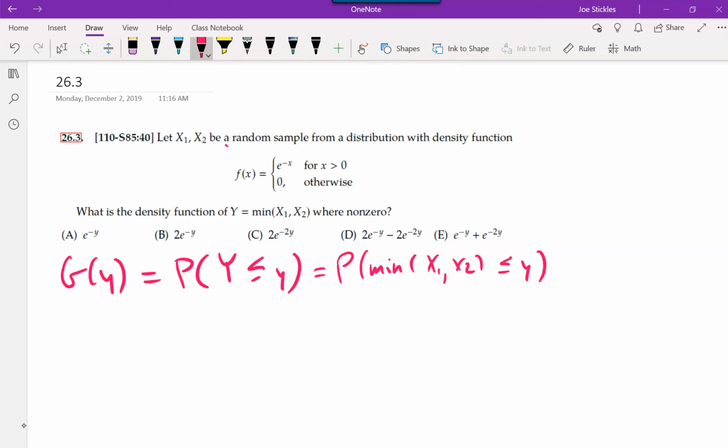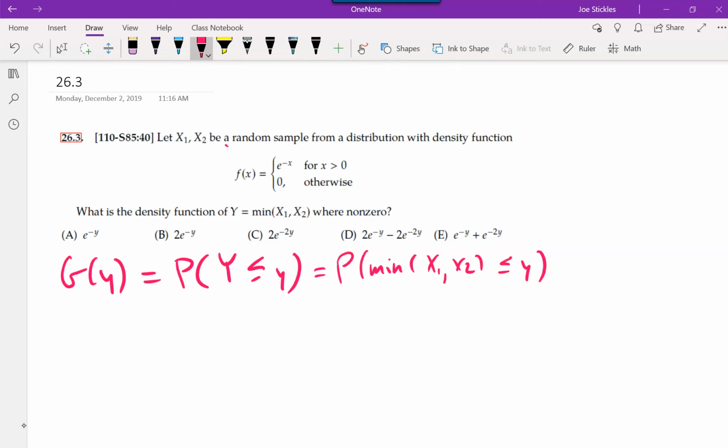All right, so for the minimum, we have to think about this a little bit and use some of our properties of probability to help us figure out what the answer has to be. For the minimum to be less than or equal to a number, all we need is one of them to be less than or equal to the number, right? There could be more of them, but we need at least one of them to be less than or equal to y, right? So either X1 is less than or equal to y, or X2 is less than or equal to y, or both of them are less than or equal to y, right? That sounds like a lot of work, right? One or the other or both.